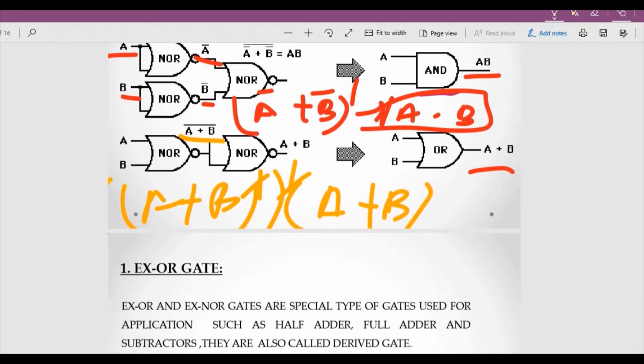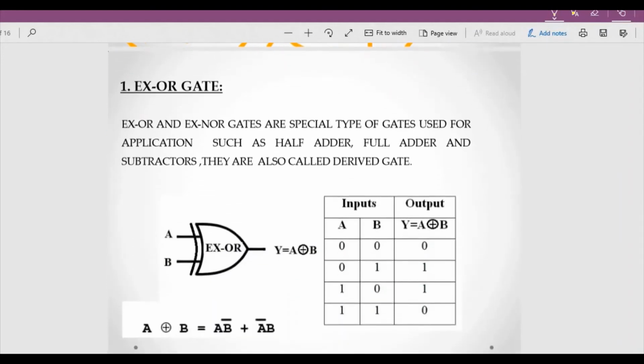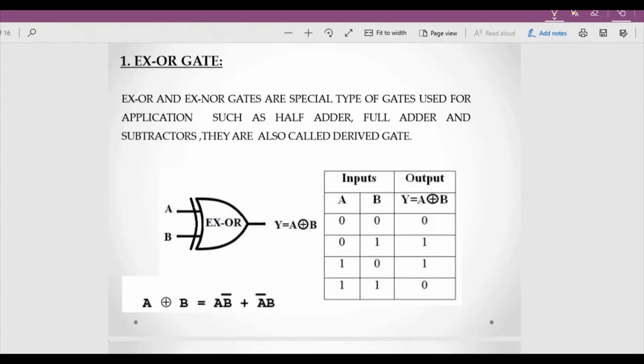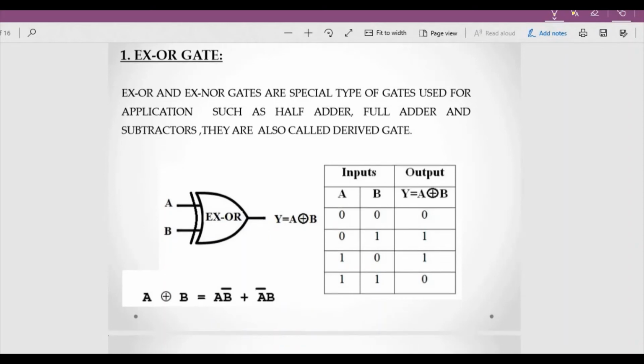Okay, now you have got the other gates. Now here it is an exclusive OR gate. Now basically exclusive OR gates are a special type of gates that has been specially developed for some applications, and those applications are half adder, full adder, and the subtractors. Okay, they are also called derived gates. Okay, we can also say them as derived gates.